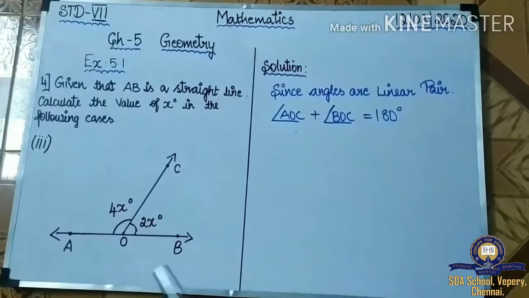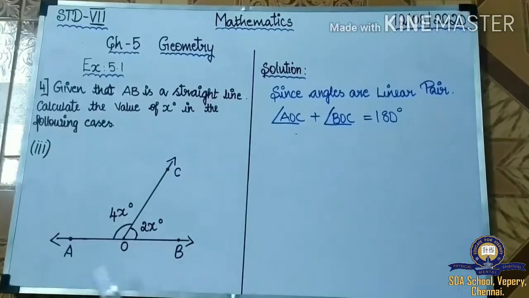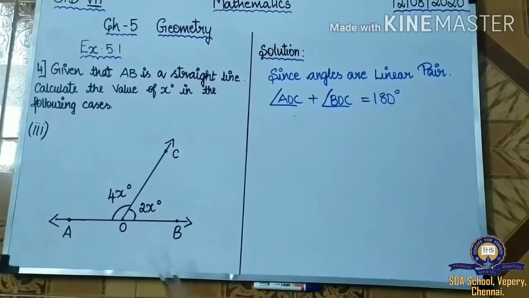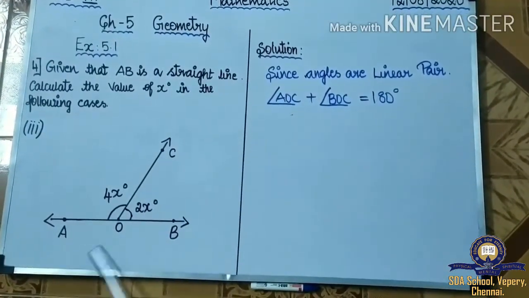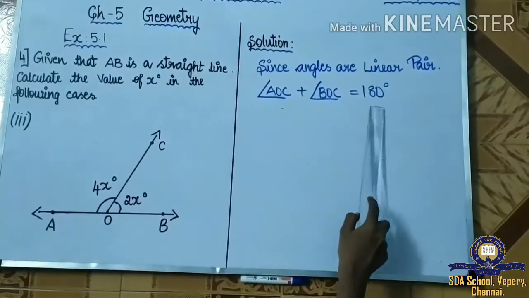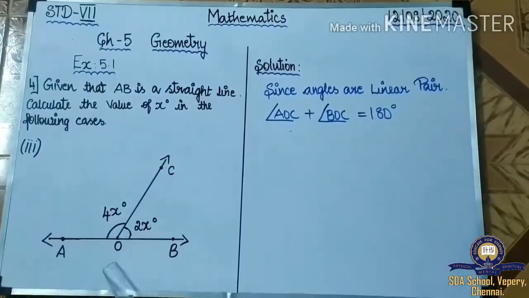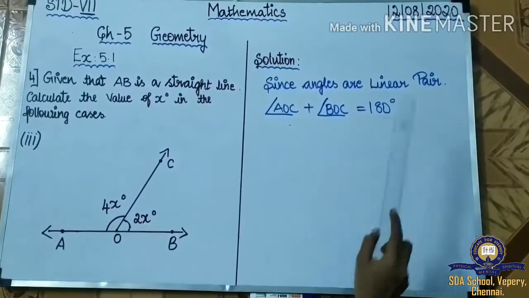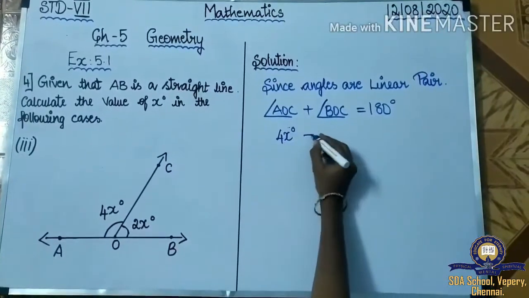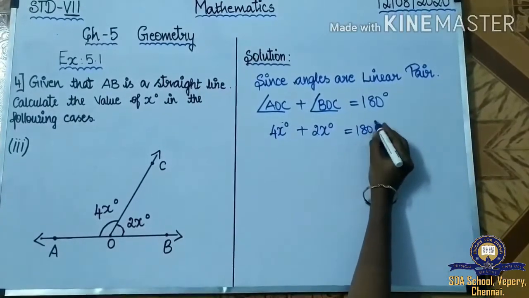Same way we are going to solve the third subdivision also. Yes, see, this is the given figure. AB is a straight line and we want to find the value of x, right? Let's move on to our solution. See, this angle looks like a linear pair and the sum of the angles is equal to 180 degrees. Okay, now the angle AOC is 4x degrees, the angle BOC is 2x degrees, equal to 180. Shall we substitute the values? 4x degrees plus angle BOC is 2x degrees equal to 180 degrees.